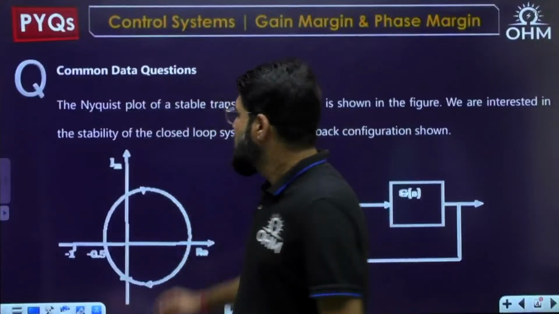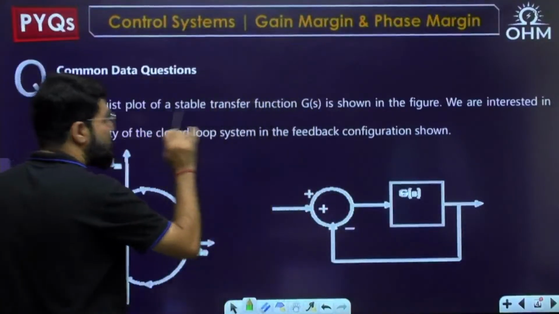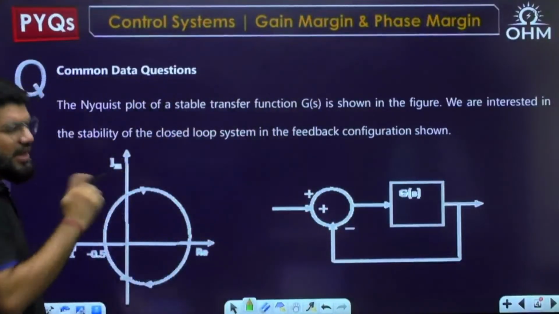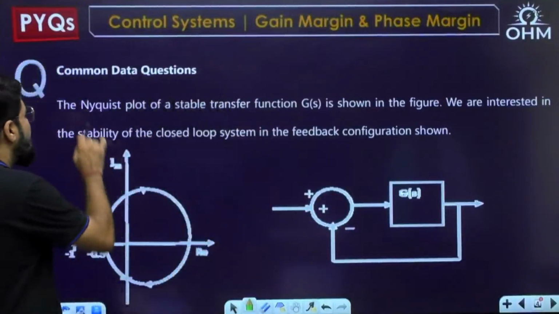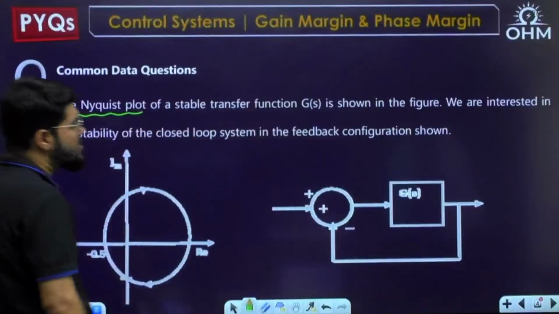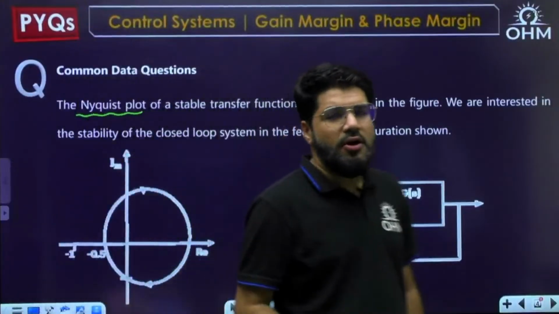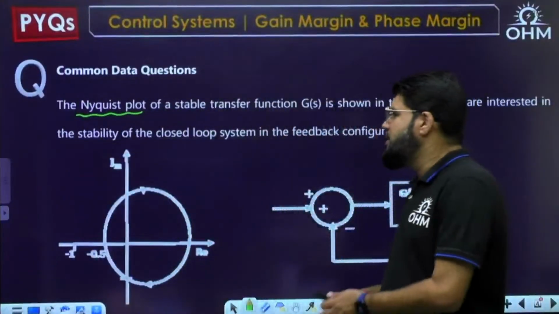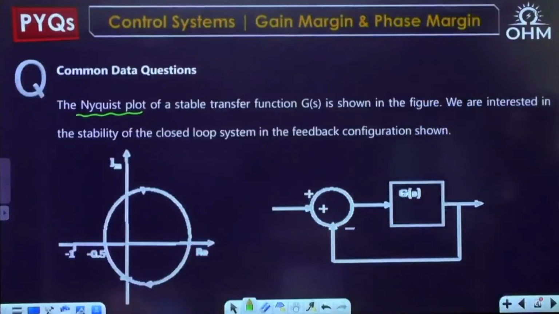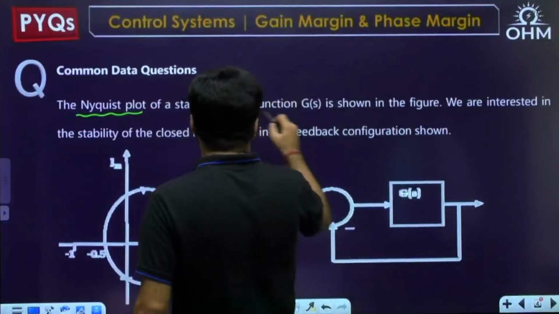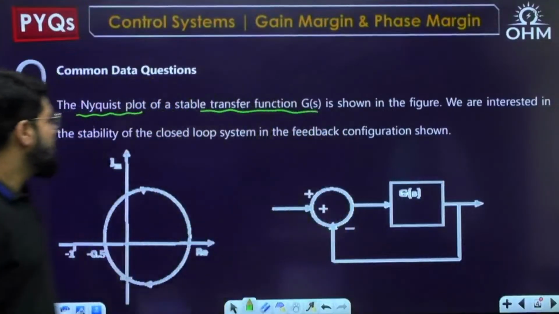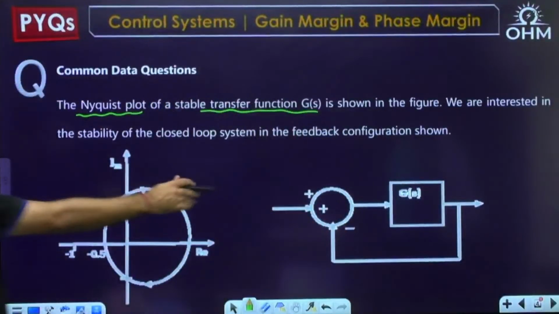Good evening, Satyam. I'm starting with a question on Nyquist plot. It is a GATE question. As you know, this is PYQs, so we are taking only GATE questions. In the last session we discussed the Nyquist plot and the concept around encirclements, the formula N equal to P minus Z, etc. The Nyquist plot of a stable transfer function is shown in the figure. We are interested in the stability of the closed loop system.